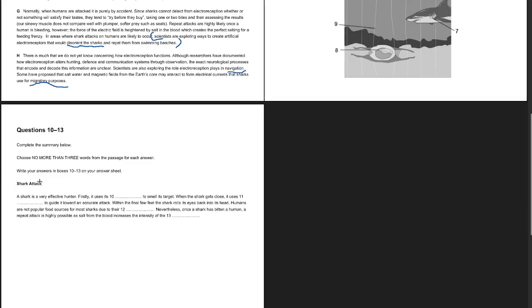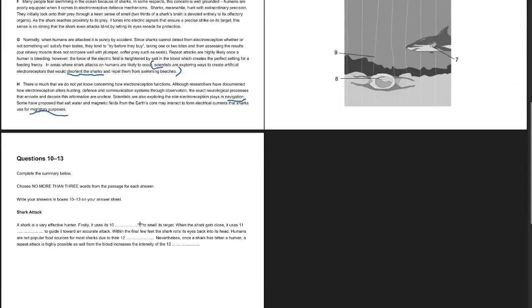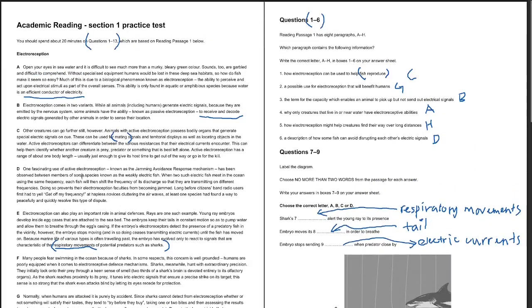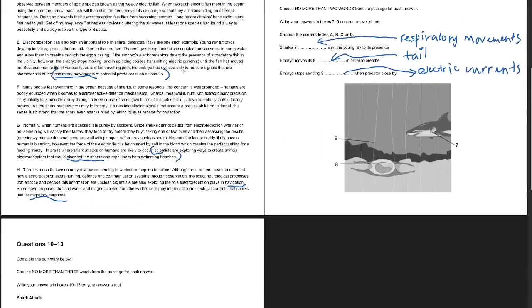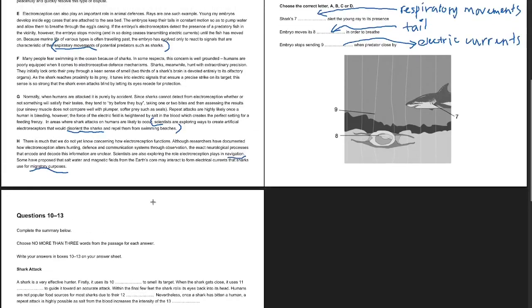All right, shark attack. A shark is a very effective hunter. Firstly, it uses its what to smell its target. So let's move back and see where that is. Normally for the questions above, you tend to go to the first few paragraphs. So a shark is a very effective hunter. Firstly, it uses its what to smell its target.